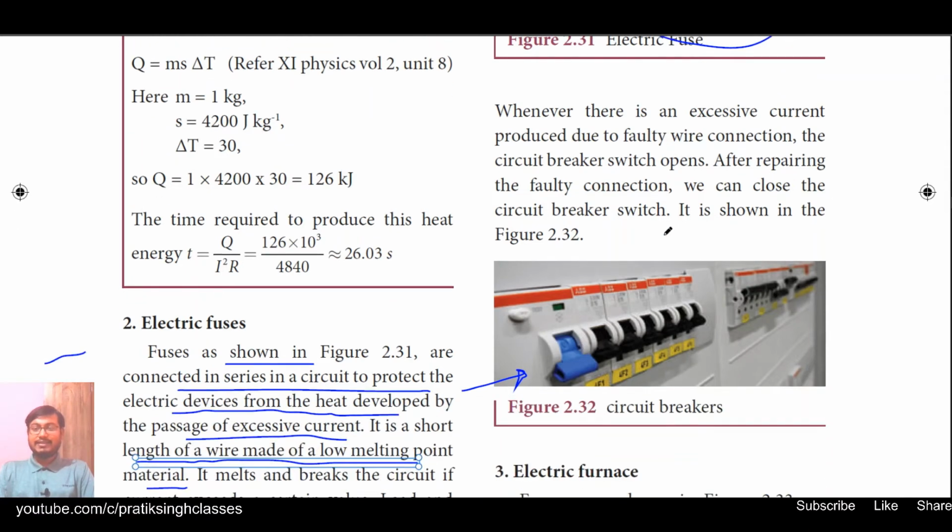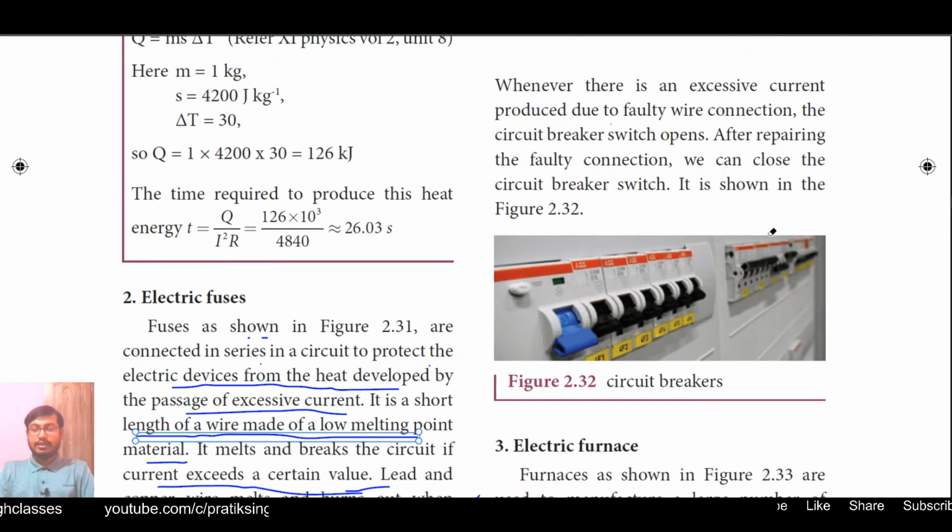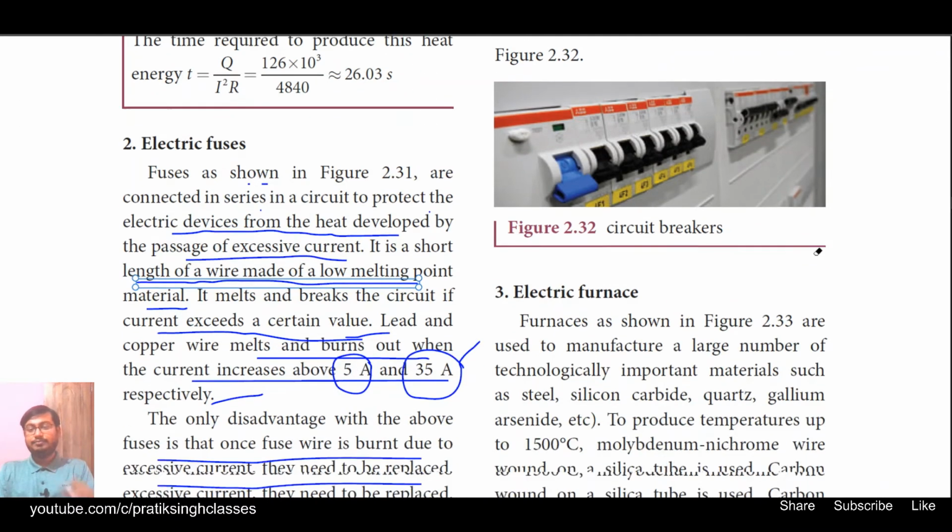Whenever there is an excessive current produced due to a faulty wire connection, the circuit breaker switch opens. That means the current flowing through it will break, and the current will not flow through that circuit. After repairing the faulty connections, we can close the circuit breaker switch, that means we can switch it on, and again the current will flow through it. It is shown in figure 2.32 as you can see here.